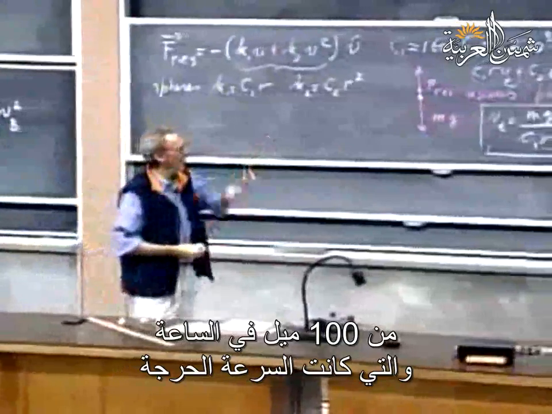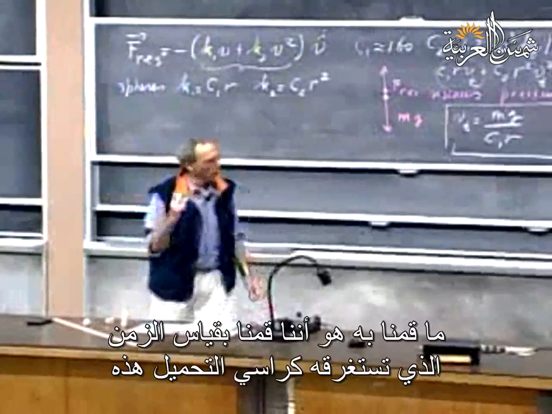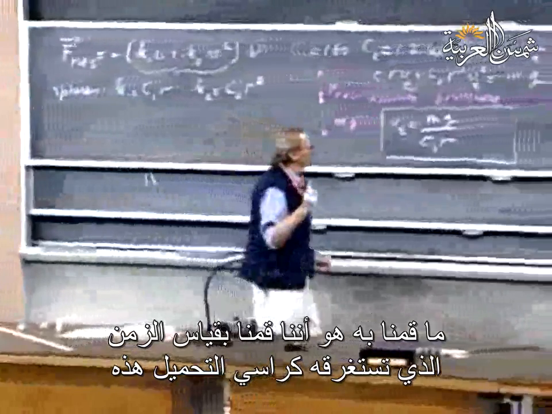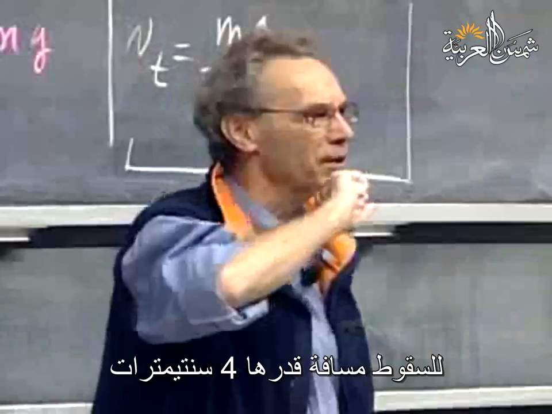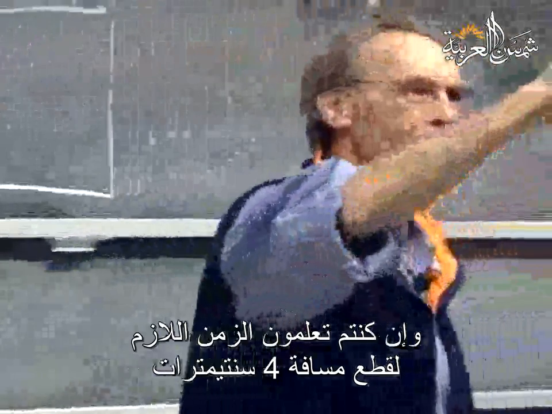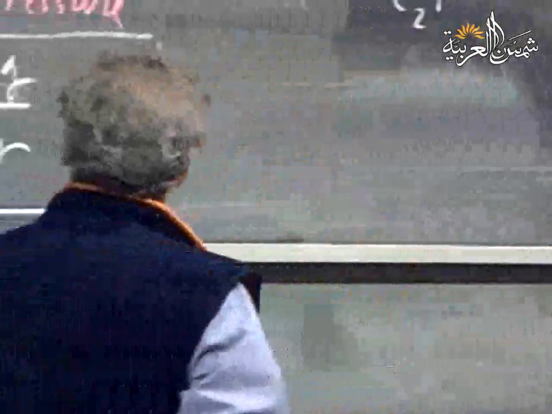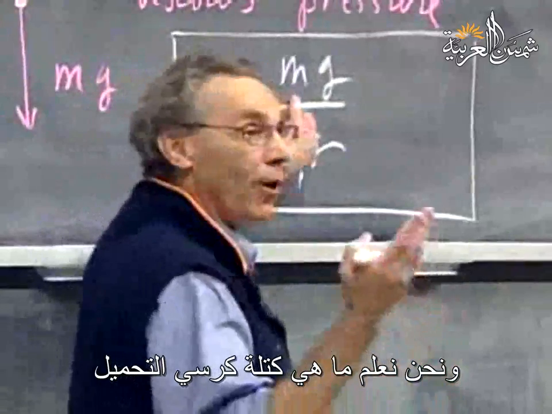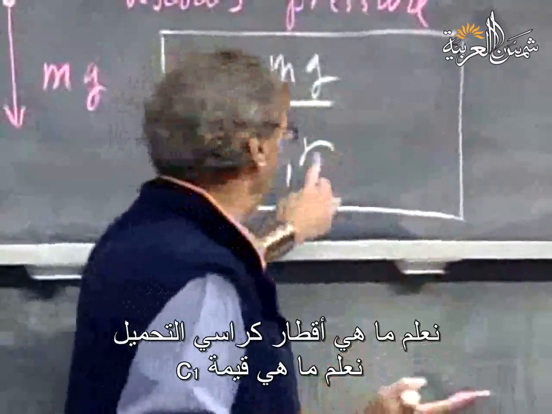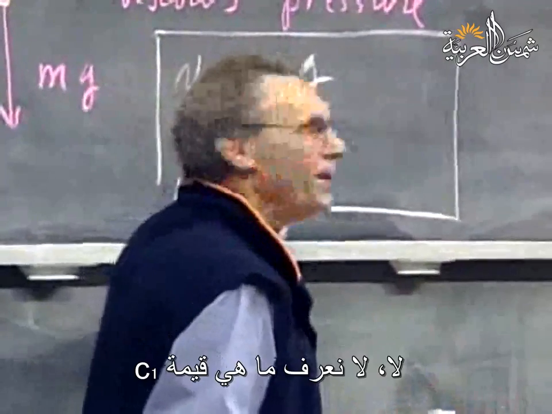Many, many orders of magnitude lower than the 100 miles per hour, which was the critical velocity. What we did is we measured the times for these ball bearings to fall over a distance of 4 centimeters. If you know the time to go a distance of 4 centimeters, you know the terminal velocity. And we know the mass of the ball bearing, we know the radii of the ball bearing, we know C1. No, we didn't know C1.